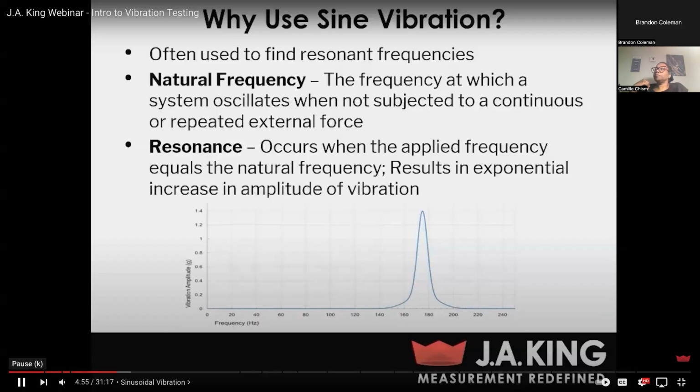So if you take a look at the figure I've put here at the bottom, this is a good example of what hitting a resonant frequency would look like graphically. You can see as the frequency increases and you do hit that resonant frequency, right at about 175 hertz, you get a huge spike in your vibration amplitude. So looking at this graph, you would know that the system you're testing has a resonant frequency of about 175 hertz.